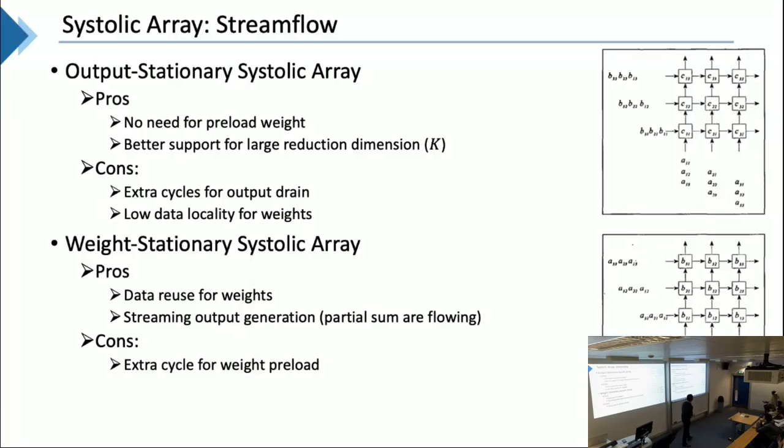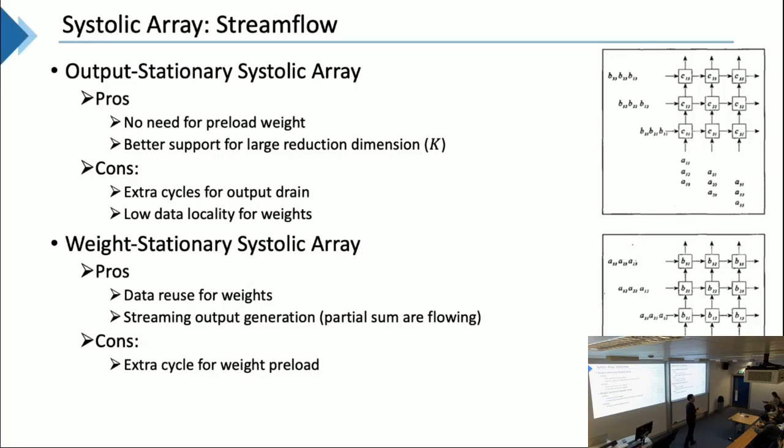If you recall, in the weight stationary, we need this B to stay inside the PE. That means we need extra clock cycles to preload all these weights into the PEs. However, in contrast, in the output stationary, we don't need to preload any weights. The register inside the PE can just be initialized at 0, right? There's no preloading effect, and it better supports a large reduction dimension.